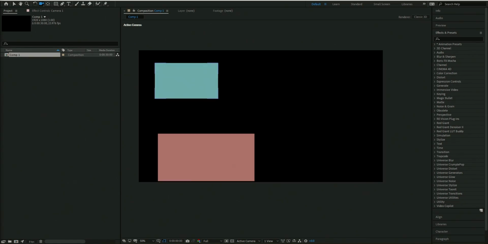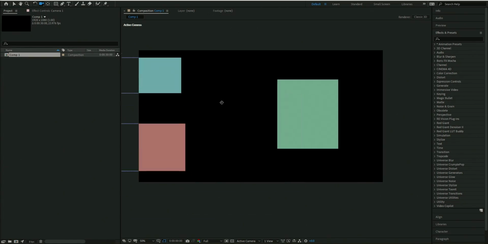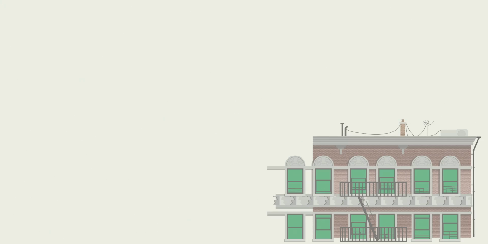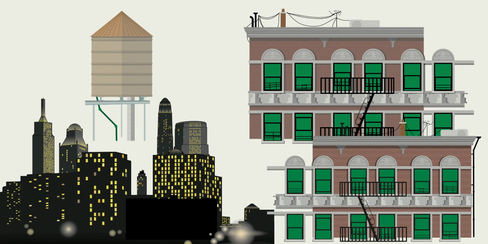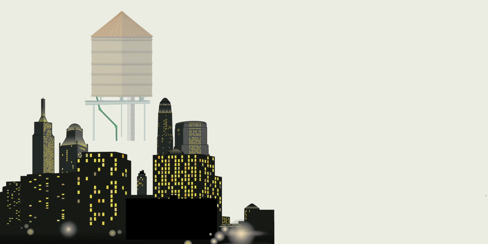What you're going to be doing is making different 2D objects that will act as 3D layers. It's going to depend on what you're looking for, but for this project we're going to make a couple apartment buildings, a water tower, and a skyline. First you're going to need a few things.